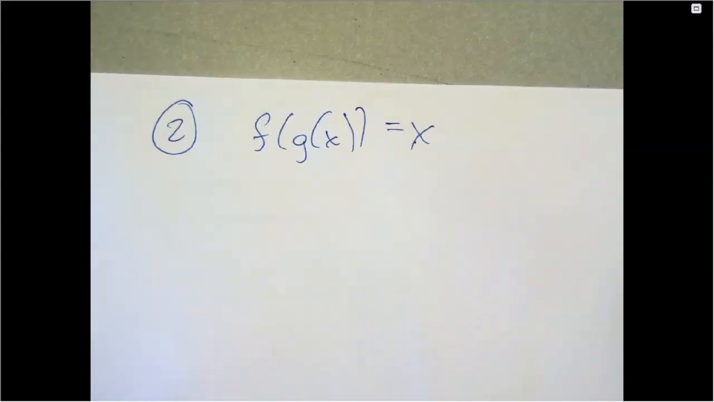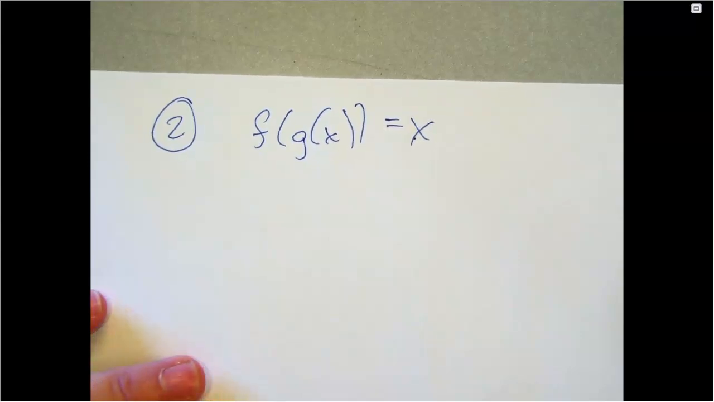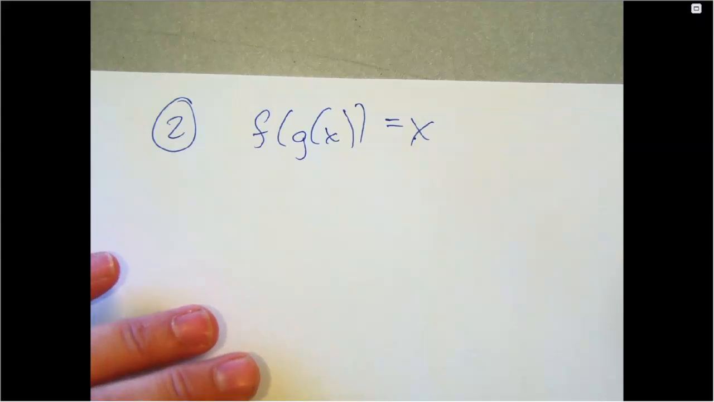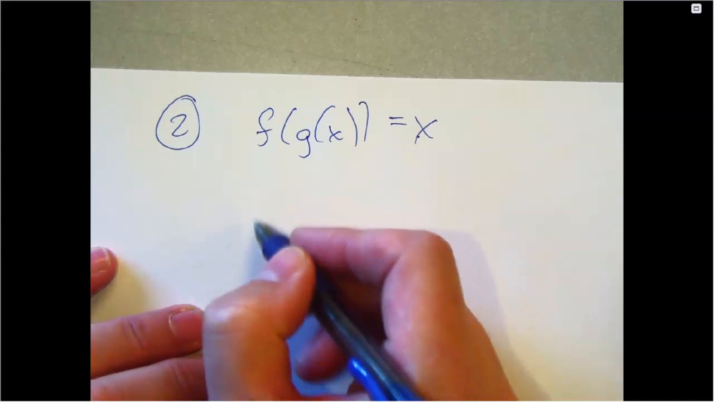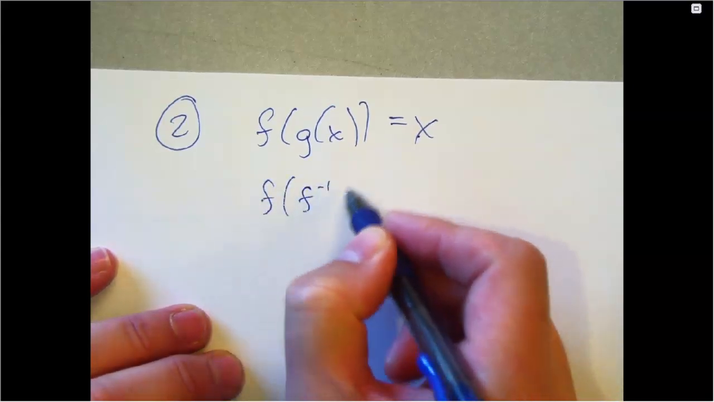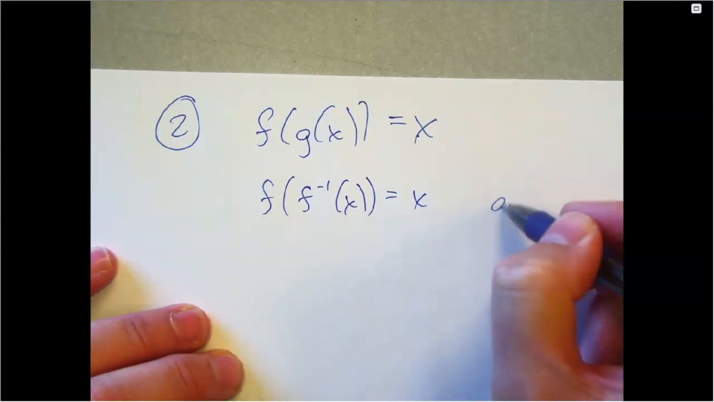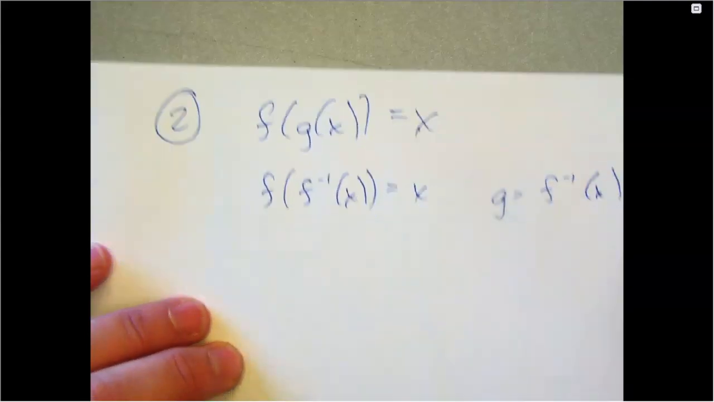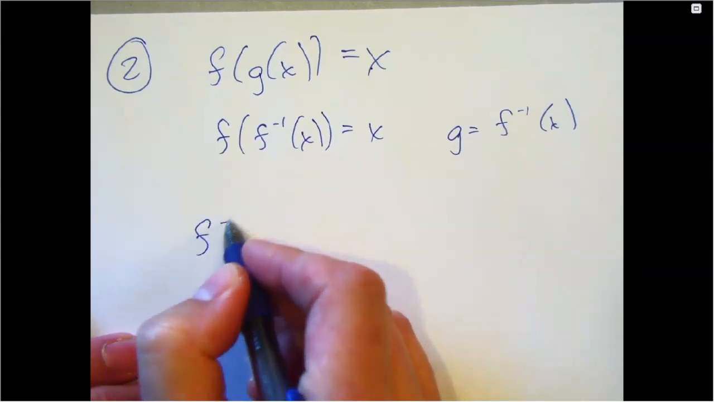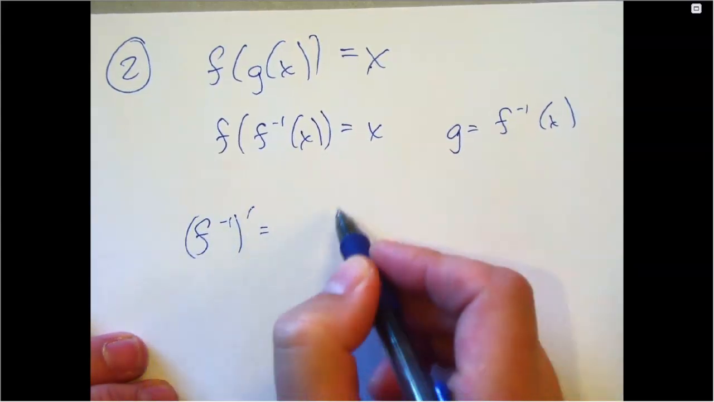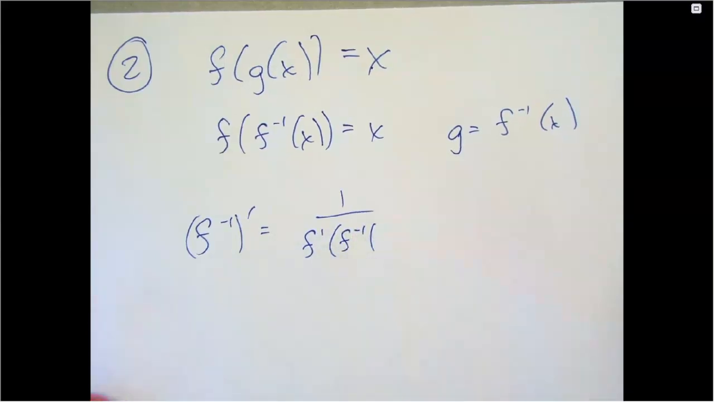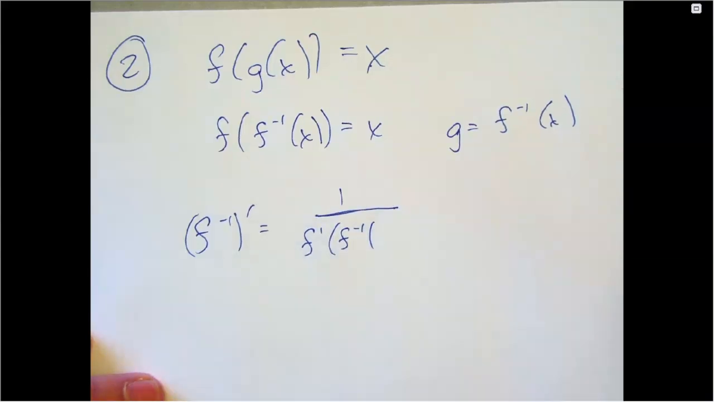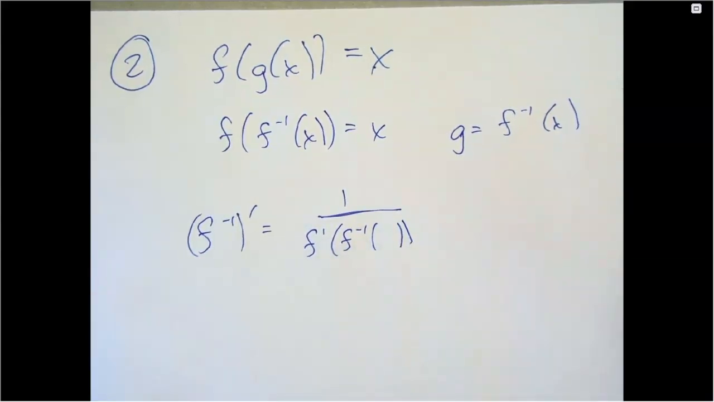So they're asking me for g prime, like if I look through those answers, they're all g prime. But the information they gave me is all in f's, so I'm not going to use g prime, I'm going to call it f inverse. So like f of f inverse of x equals x, so I'm just saying g and f inverse are the same. So the derivative of f inverse prime is 1 over f prime of f inverse of whatever.